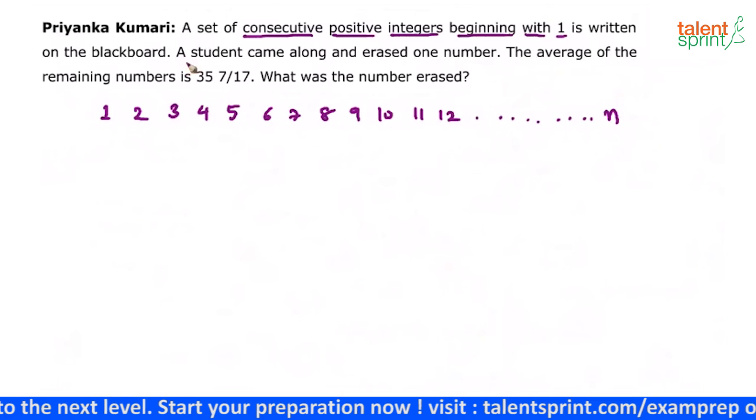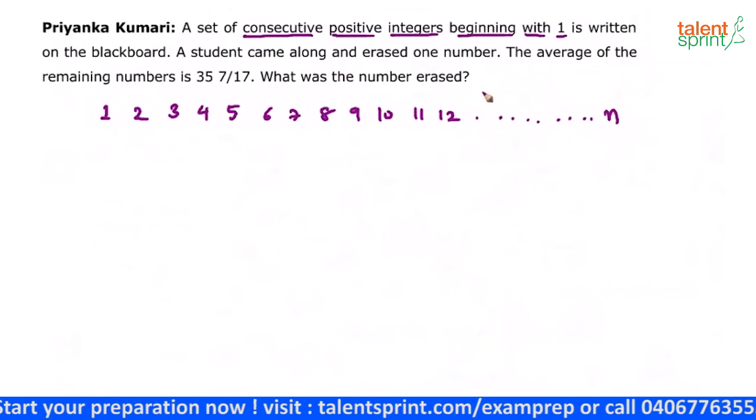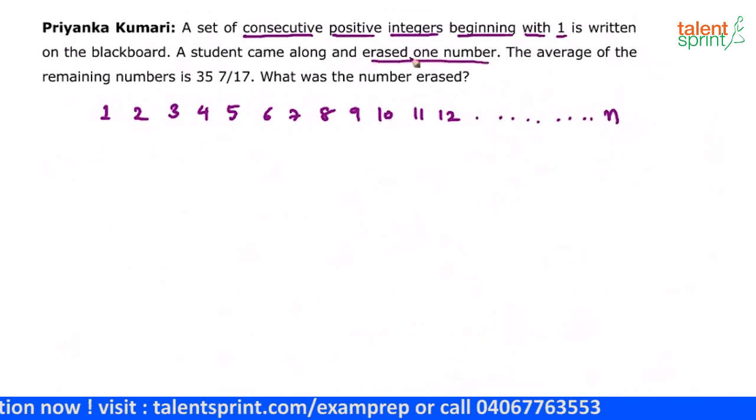Now what happened? A student came along and erased one number. Now one student comes along and has erased one of these numbers. Which number, we don't know. It could be any of these numbers from 1 to n, right? He has erased one number.